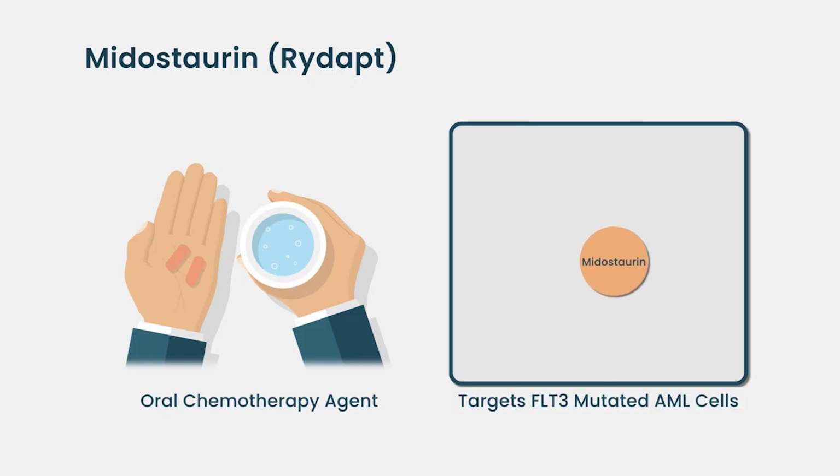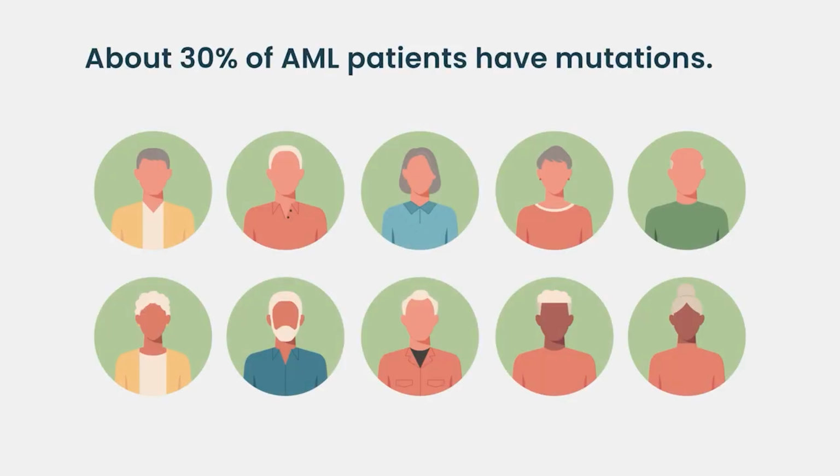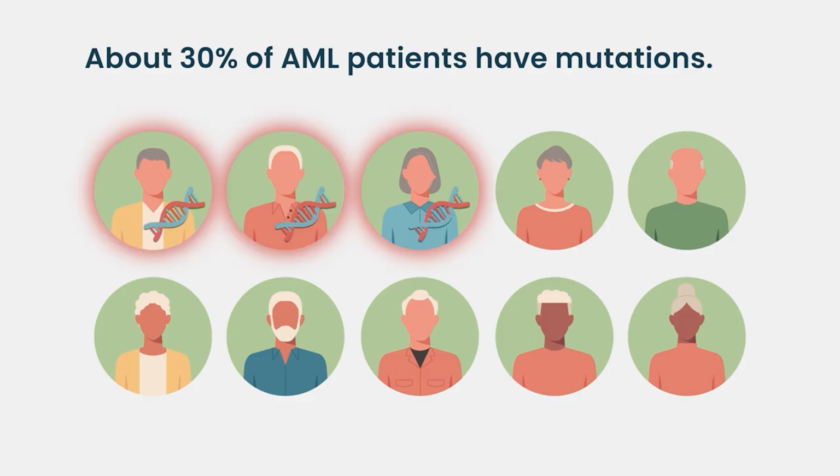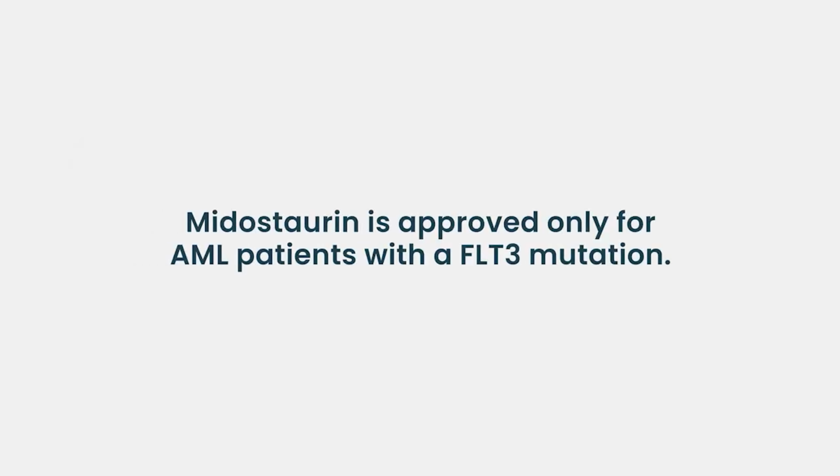with acute myeloid leukemia. That mutation is FLT3, either ITD, which is internal tandem duplication, or TKD, which is tyrosine kinase domain. So around 30% of patients with AML will have this mutation, and midostaurin is an oral agent targeting this mutation specifically. We don't know if it works for other mutations, but it is approved in AML only for patients harboring the FLT3 mutation.